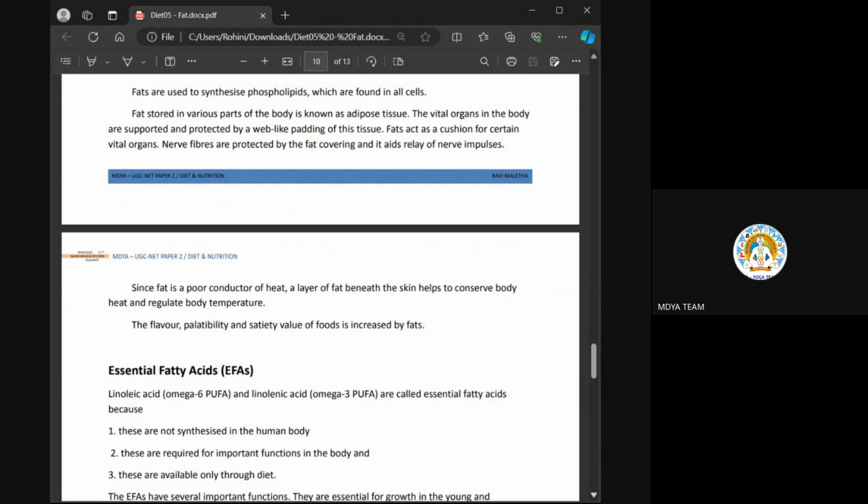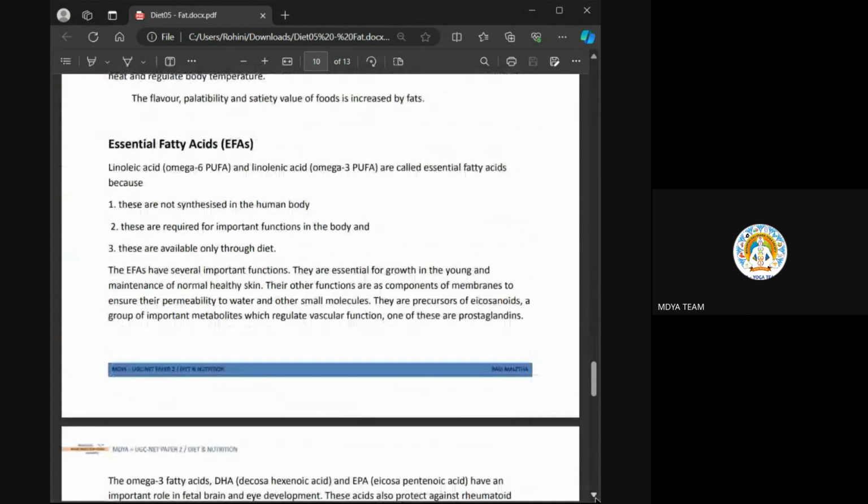Okay, now the essential fatty acids. The essential fatty acids, like the linoleic acid, which is the omega 6 PUFA, the polyunsaturated fatty acid, and linolenic acid, which is omega 3. These are basically called the essential fatty acids. Why? First of all, they are not synthesized in the human body. That's why we have to include these from outside sources. They are very important because they are very helpful in some functions of our body, and they are available only through the diet. So what are the functions?